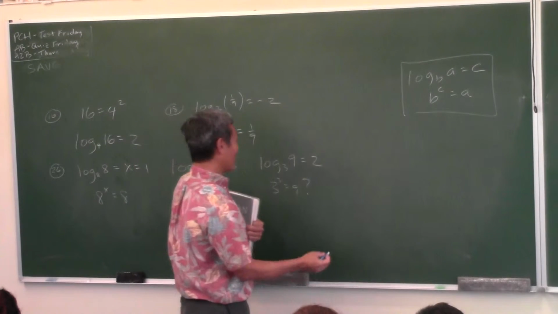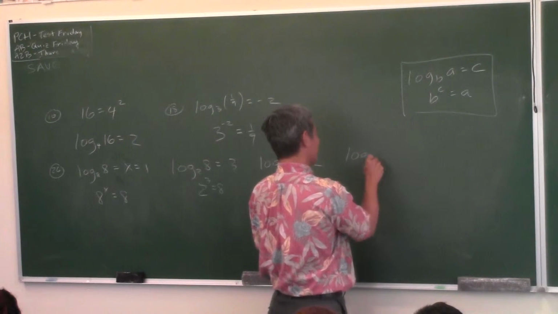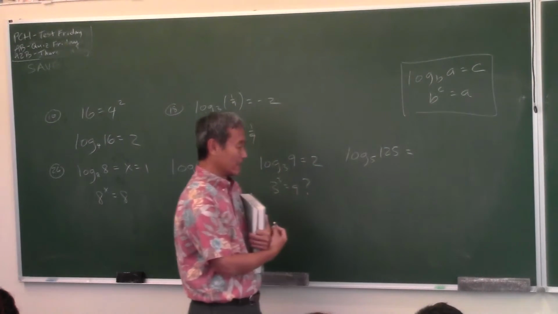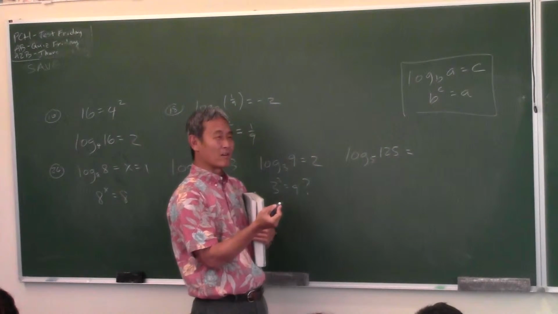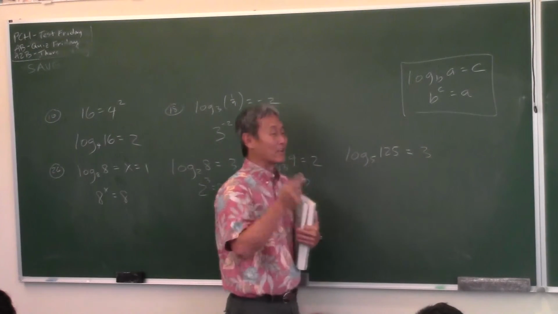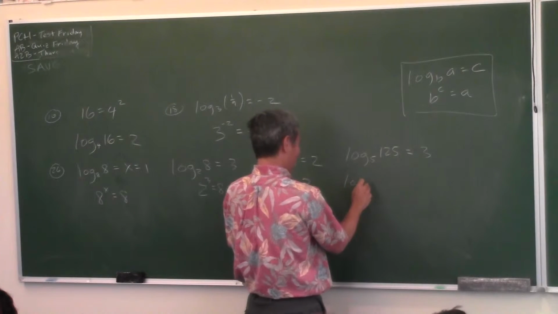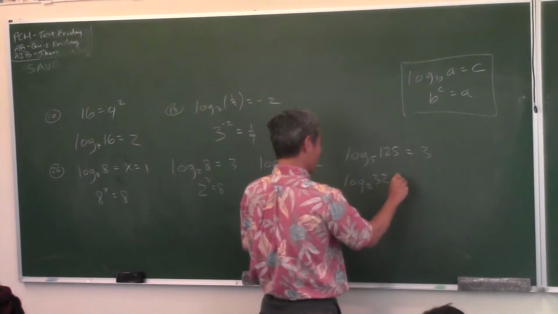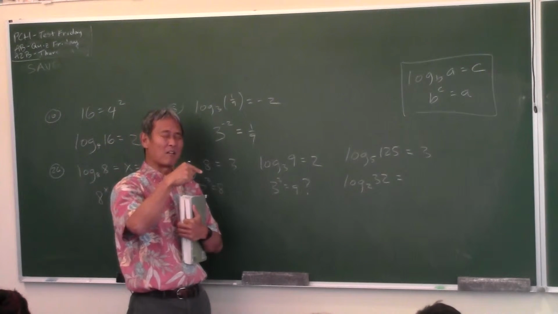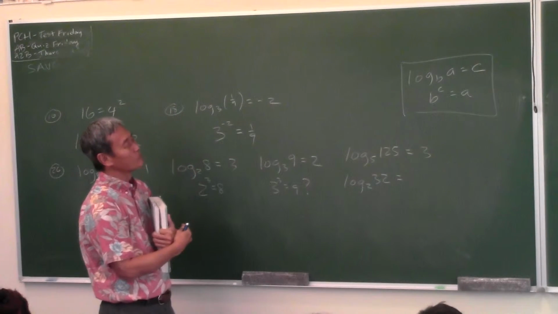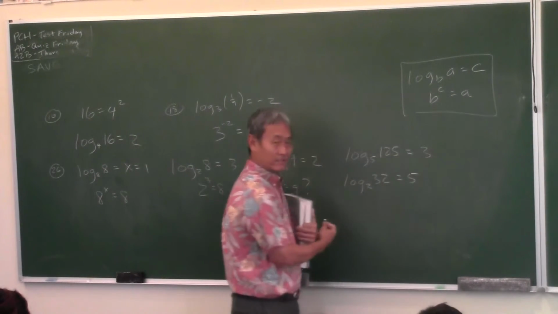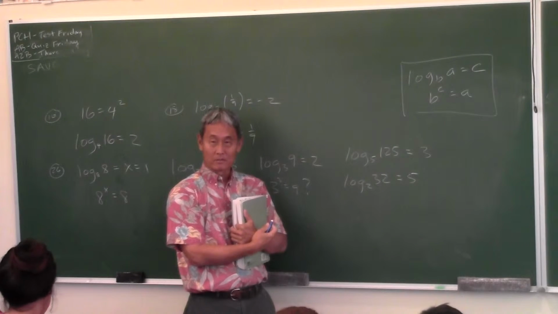I think we gotta do some more. Log base 5 of 125 is equal to what? 5 to the what power equals 125? 3. Okay, let's just do one more. Log base 2 of 32 is equal to, so in your brain you think, 2 to the what power equals 32? Very good, 5. Right? 2 to the 5th power? 2 times 2 times 2 times 2 times 2.